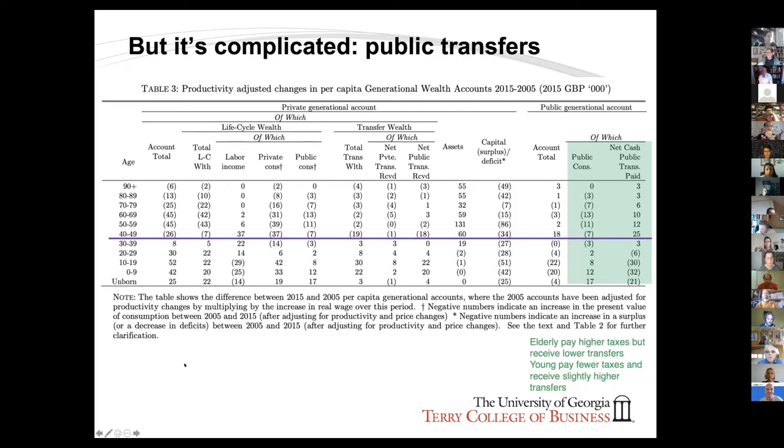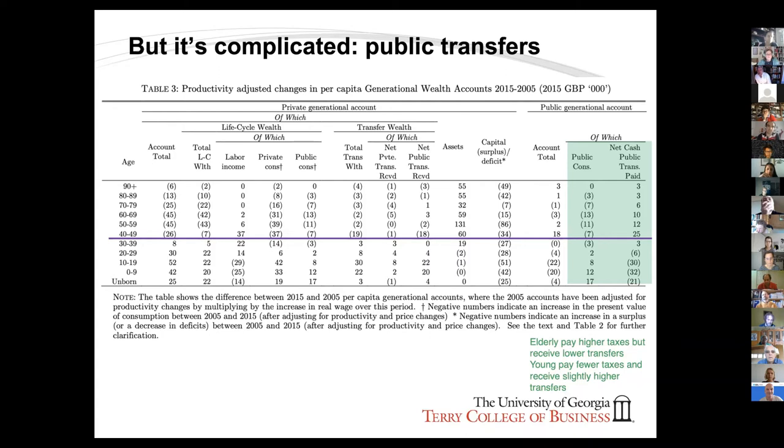As far as the public sector is concerned, it's pretty stable. But what you see is that the elderly, as a result of the financial crisis, so what we've done is we've taken the per capita generational wealth accounts for 2015 and subtracted the 2005 per capita accounts after adjusting for productivity and price changes. So this shows the real change in these variables after taking into account the fact that the younger generations are more productive than the older generations.